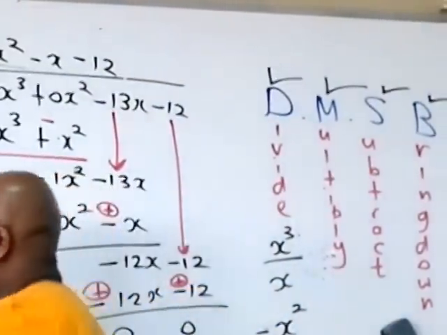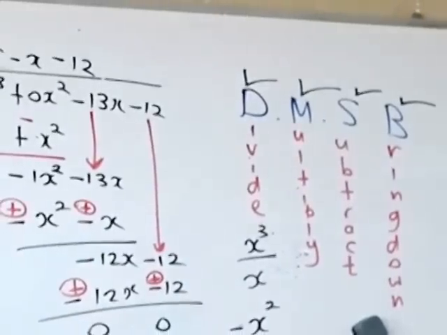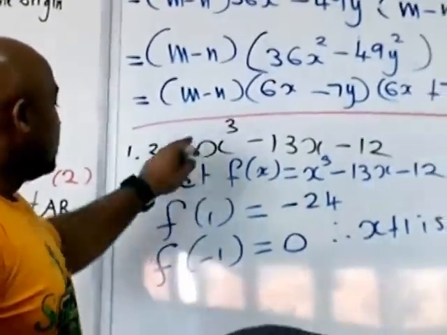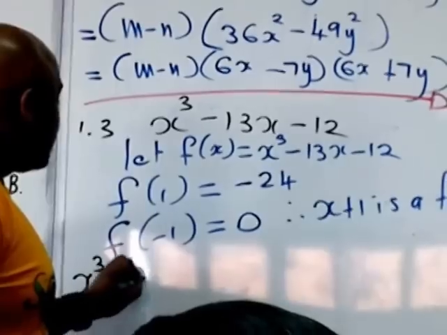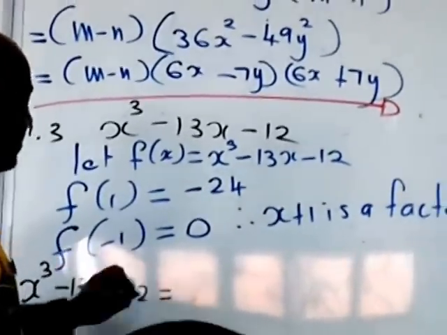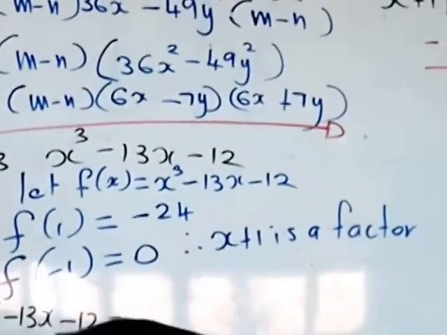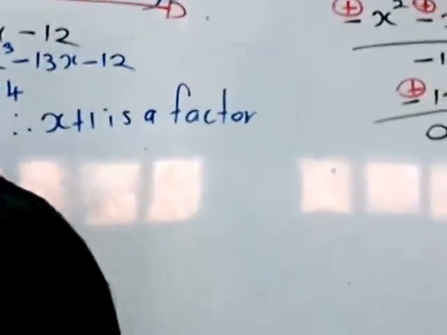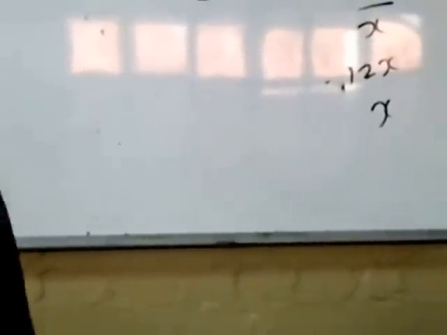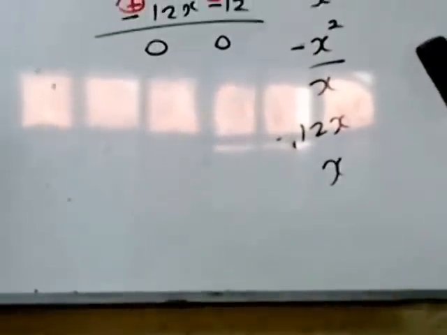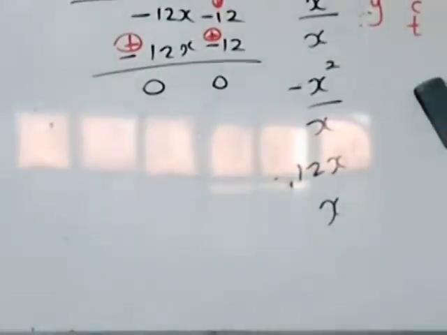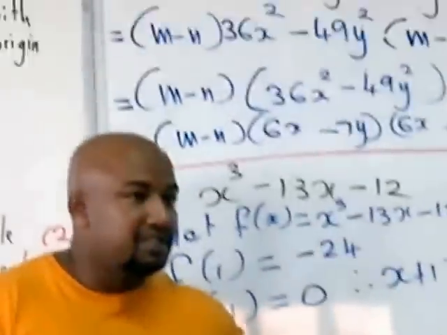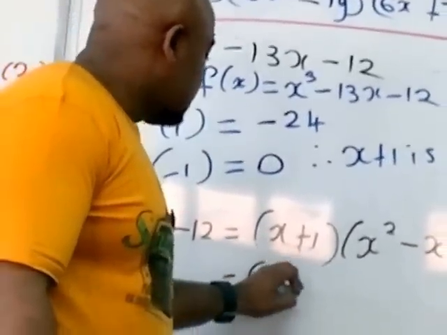So, let's answer this question. The question is factorize fully. So we got x cubed minus 13x minus 12. We factorized. What did we end up with first? We found x plus 1, remember? Then we use x plus 1, and what did we find? We found x squared minus x minus 12. Is that my final answer? This can be factorized further. Can you see that? Which is equal to x plus 1.